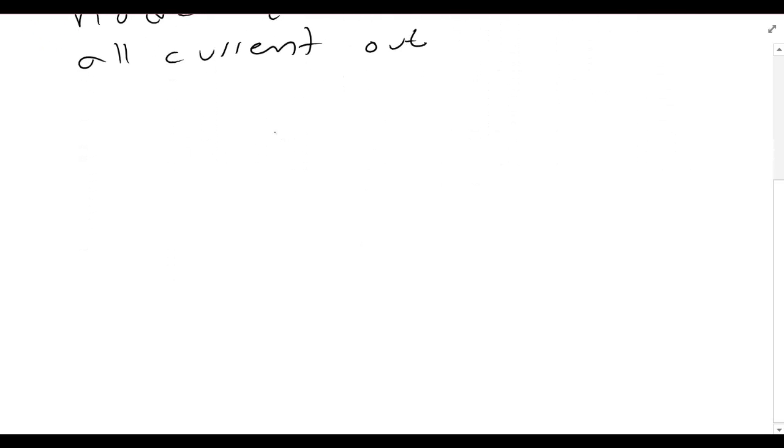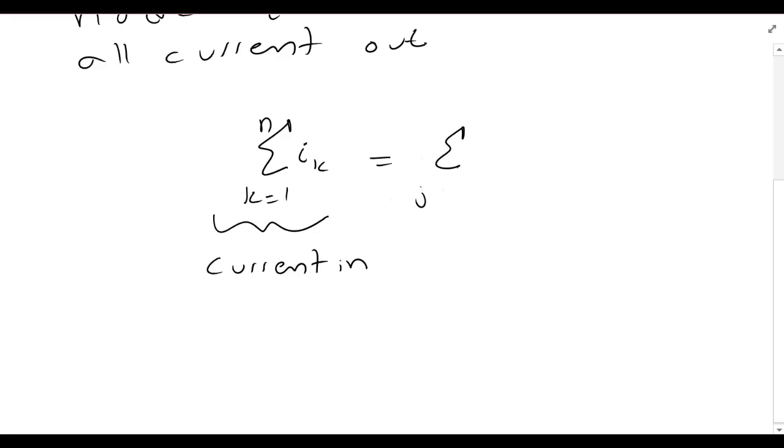Mathematically, we might say the sum from k equals 1 to n, ik, where this represents current in, has to equal the sum from j equals 1 to m, ij, and this would be current out.